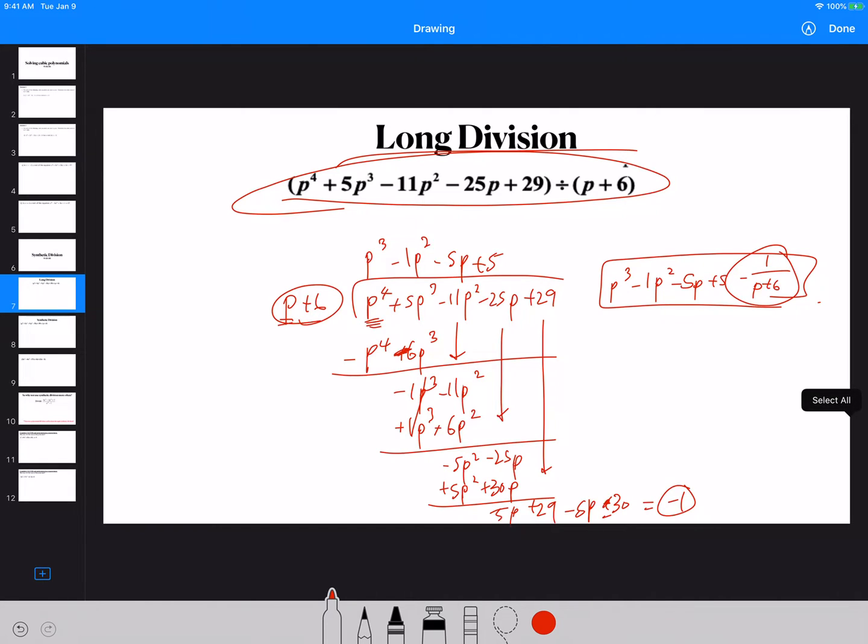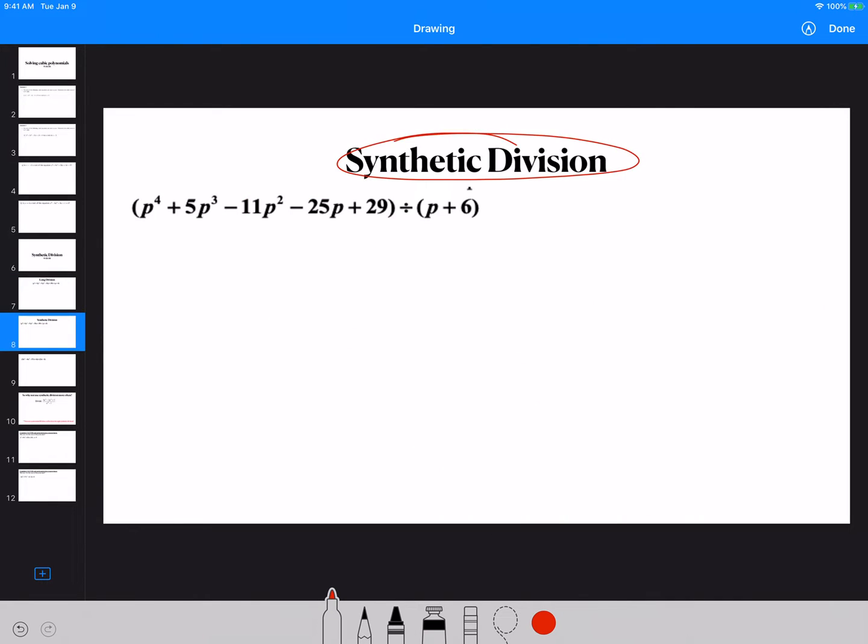Remember, we put our remainders over our divisors like this at the end. But this will be our quotient, and this part will be what we call the remainder. All right, so now what we want to do here is the same thing, but we're going to be doing something called synthetic division.